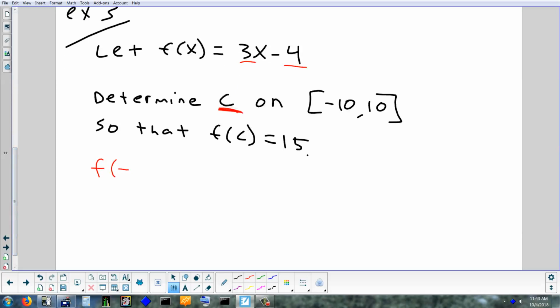So where we're starting for an x value is -10. That would be a y value of -34. I'm ending at an x value of 10. I'm ending at a y value of 26. So I'm starting at negative 34. I'm ending at positive 26. And it's a line.